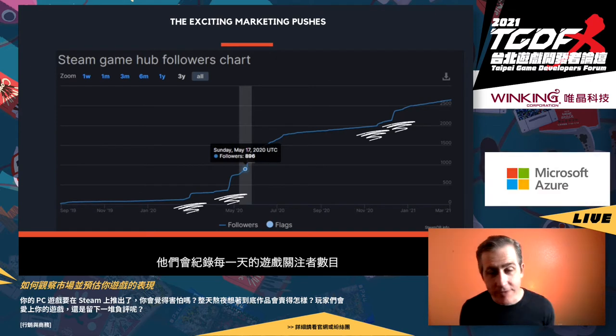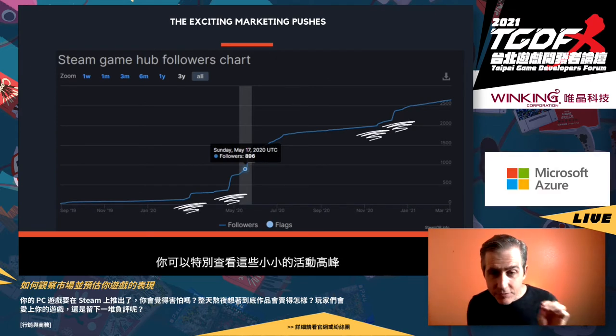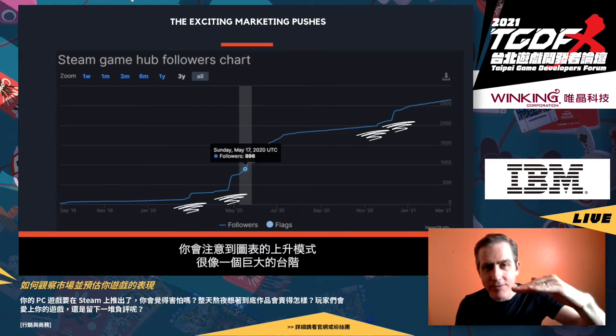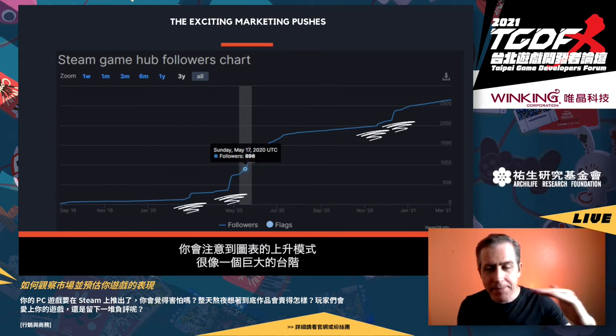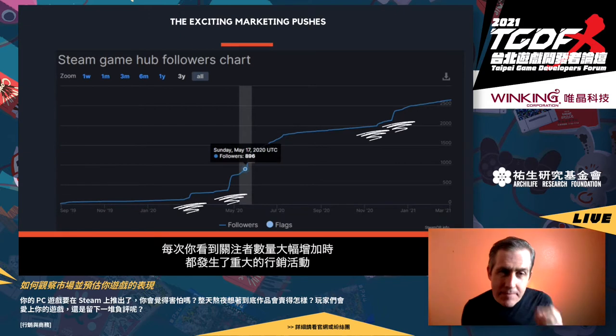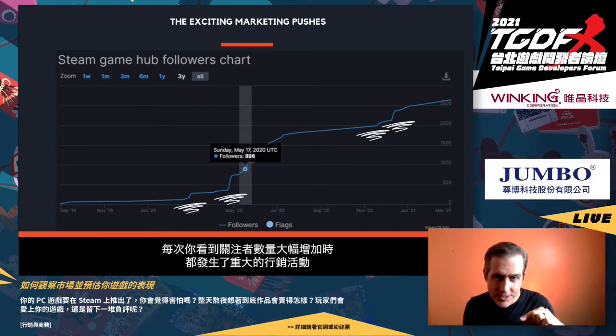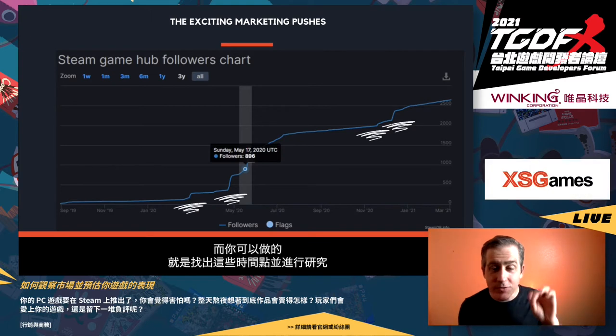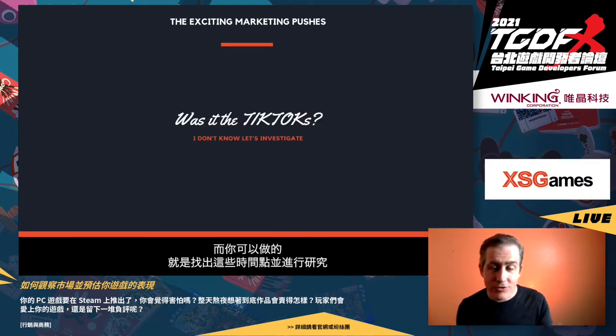day how many followers it had. And you can look specifically at these little spikes of activity. You'll notice that the graph kind of rises in giant step patterns. That indicates that a major marketing activity happened anytime you see those jumps in follower counts. And what you can do is pinpoint when those are and do the research.